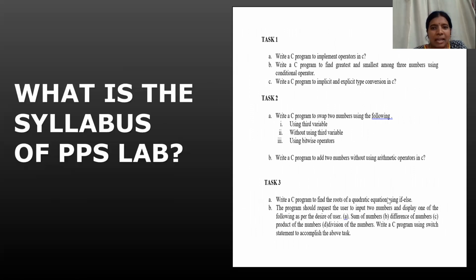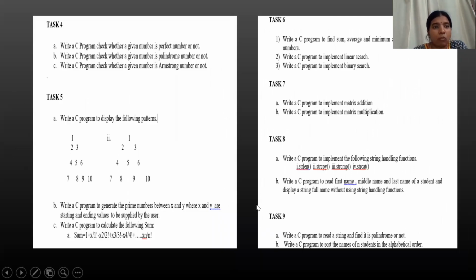The PPS syllabus is framed into 15 tasks, as I told you already. Tasks 1 and 2 refer to the basics of the language. In task 1, you will see operators. In task 2, we will see some bit manipulations and some small and simple logics. Task 3 is about finding the roots of an equation and implementing a calculator. Task 4 is about checking types of numbers: palindrome, Armstrong, perfect. Task 5 is pyramids or patterns and series. Task 6 is arrays, in which we find sum and average and some searching techniques.